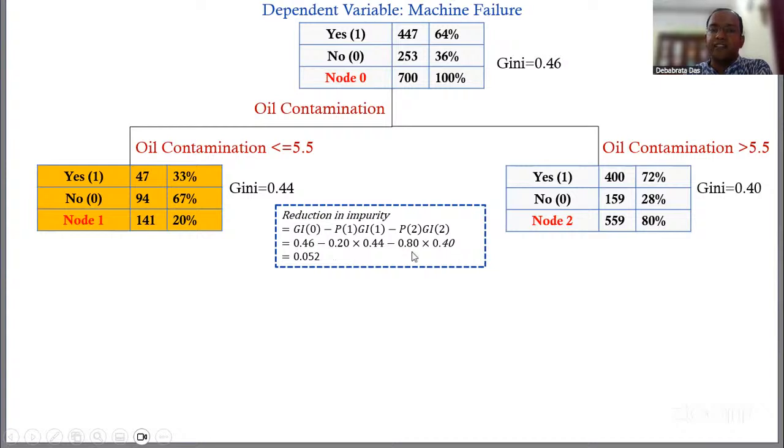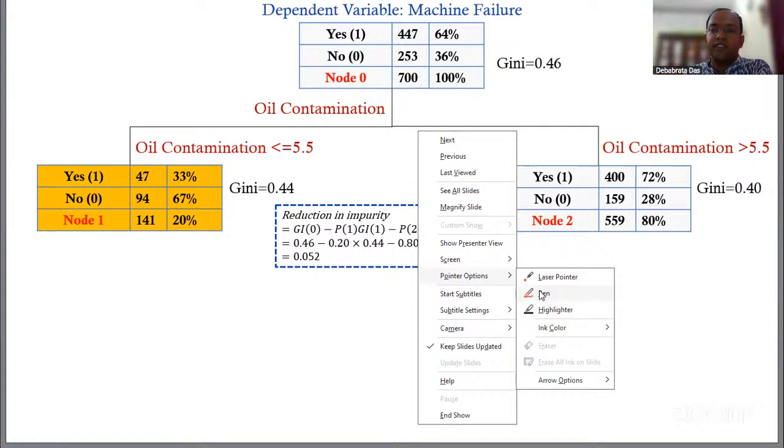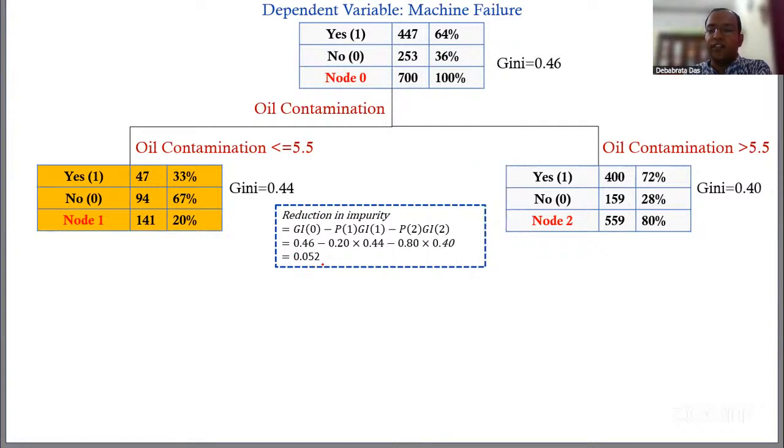So that is the reduction. And actually it was 0.46. So the overall reduction is how much? 0.052. Okay, now please listen to this very, very carefully. And that is where your question was.